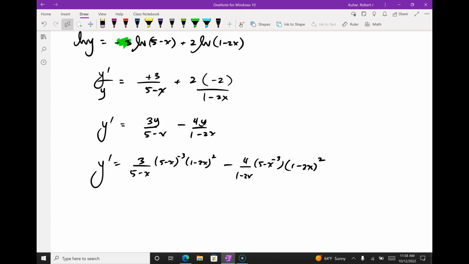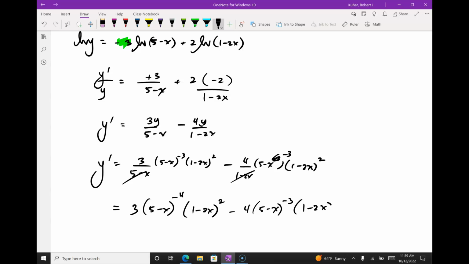If you want me to finish it, I will. Do you want to at least see what my first thought would be here? Yeah, my first thought would be to cancel my denominators, right? So I know this one is going to go away, this one's going to go away, and then I'm exactly at the factoring part. So I get 3 times (5 minus x) to the negative 4 times (1 minus 2x) quantity squared minus 4 times (5 minus x) to the negative 3, times (1 minus 2x). So you see I'm right exactly to that product loop now. Is that making sense?